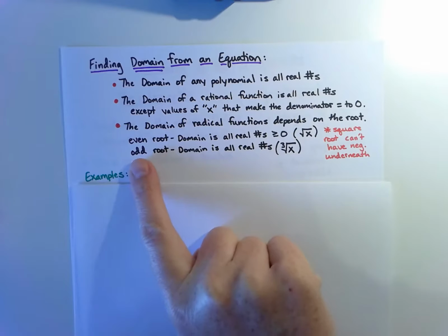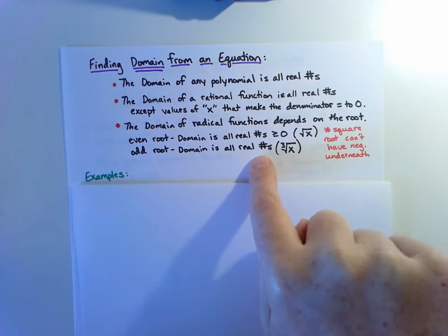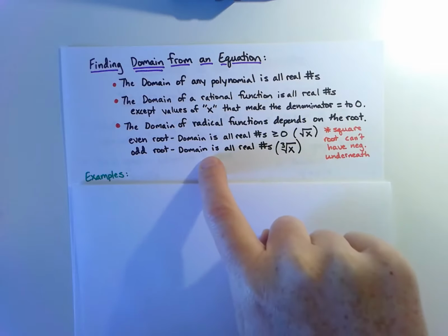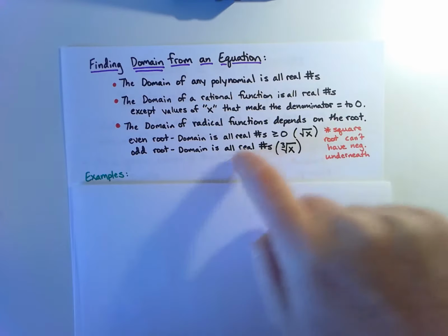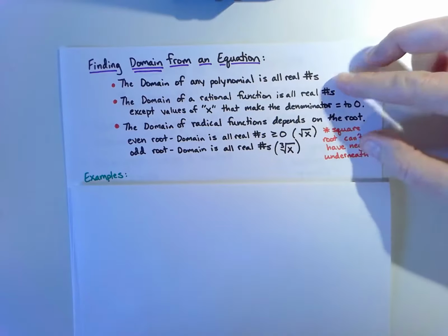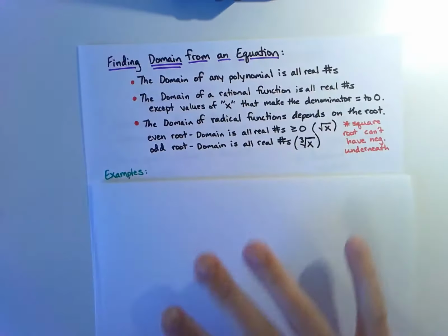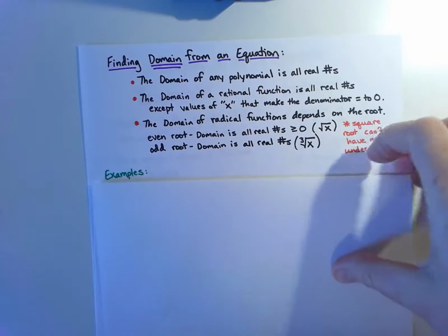If we're given an odd root, like a cube root, for example, there are no limits because it could be negative underneath. So your domain, again, would be all real numbers. And the nice thing is any function you're given would be one of these three rules, so you don't have to keep a whole bunch of that in your brain, just those three.